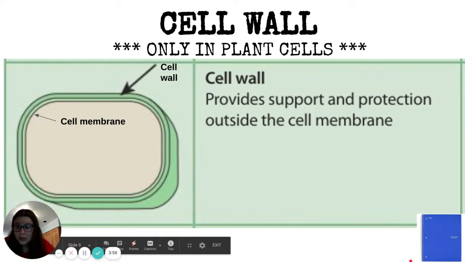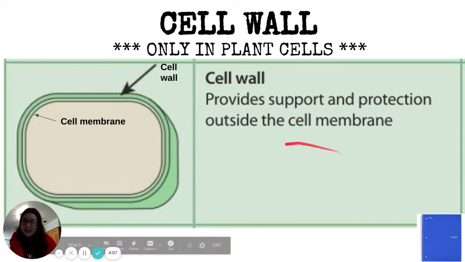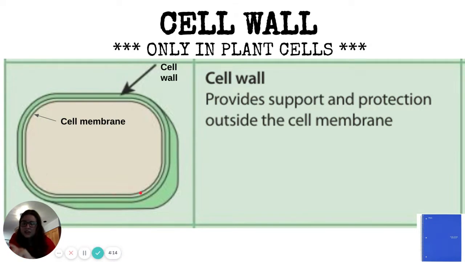So a cell wall was just introduced to us in that reading. The cell wall is only found in plant cells. Animal cells do not have a cell wall. You can see that it's outside of the cell membrane. So in this picture right here, we have our cell membrane, and then there's an additional layer outside of that, and that is the cell wall. The job of the cell wall is to provide support and protection outside the cell membrane. And this makes plants really strong because of these cell walls in their cells.